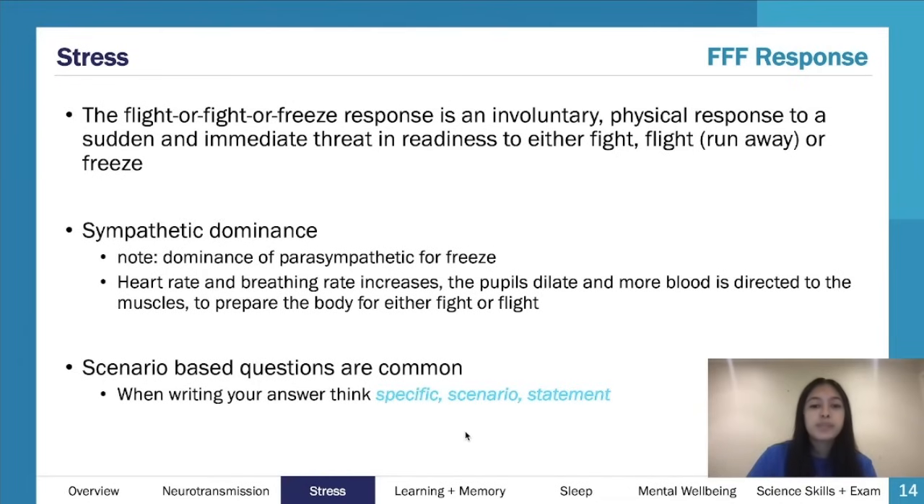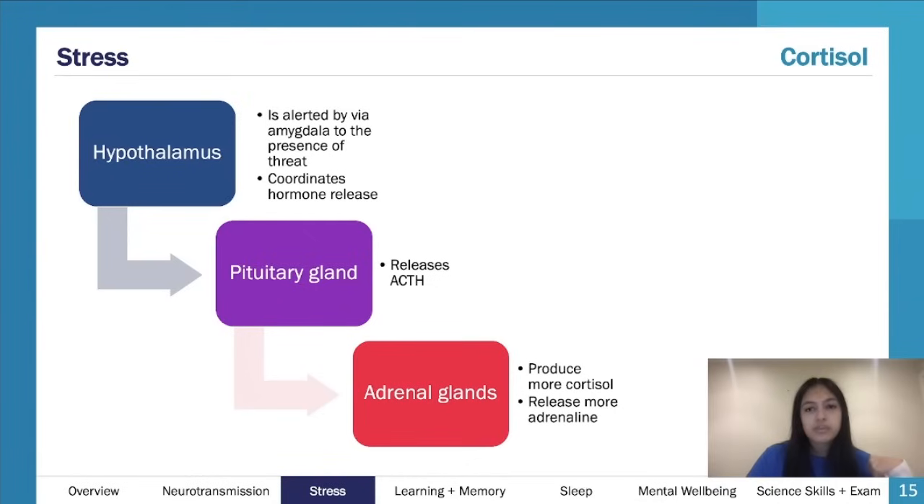Always include their name and be really specific. So don't just mention heart rate, breathing rate, saliva, the bladder, the liver. If there's nothing mentioned about a really fast breathing rate in the scenario, make sure you're being very specific to what's being described in front of you, and you're not just rote learning answers and applying them to every single scenario. Okay, so that's our acute stress response.